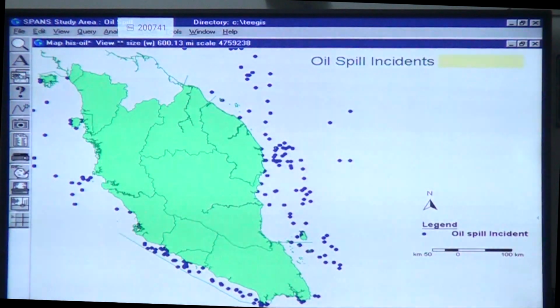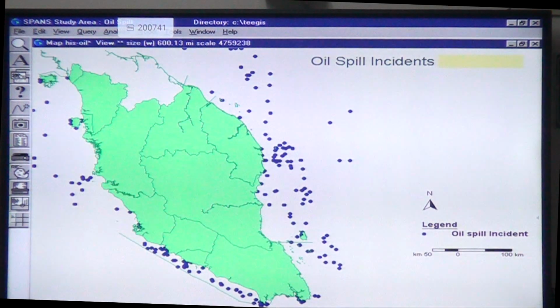Okay. Now, let me show you one case study that I have done some time ago. This is Peninsula Malaysia. What you see down here is Singapore. You know Singapore is one of the largest ports in Southeast Asia. The country doesn't have any natural resources. The only income that they get is from trading. That is the port.